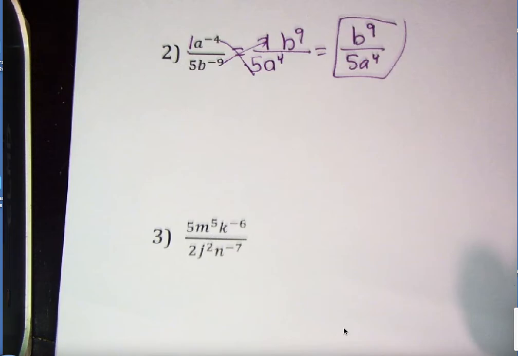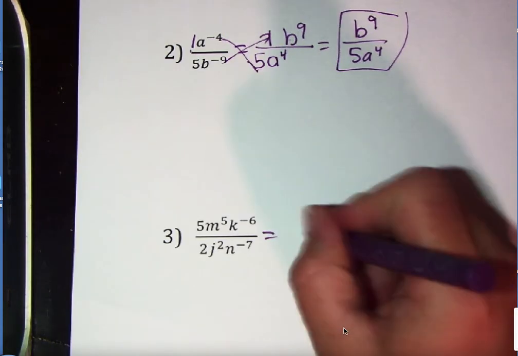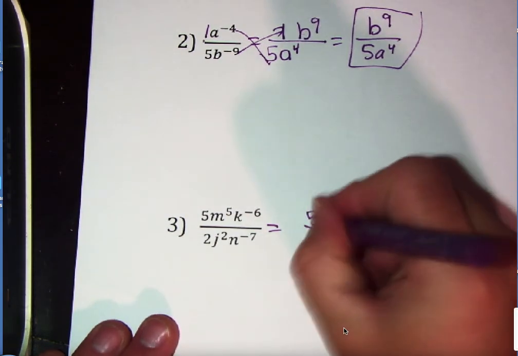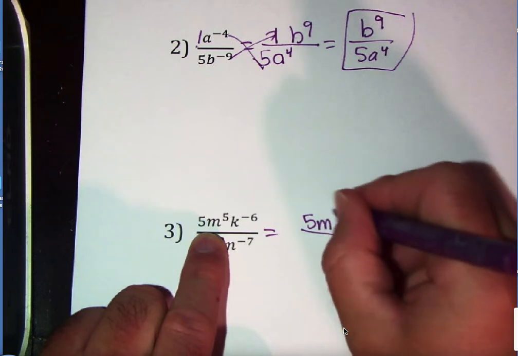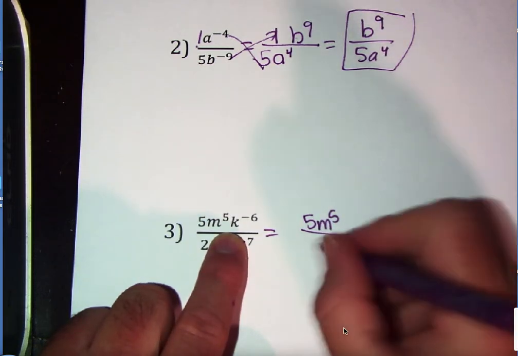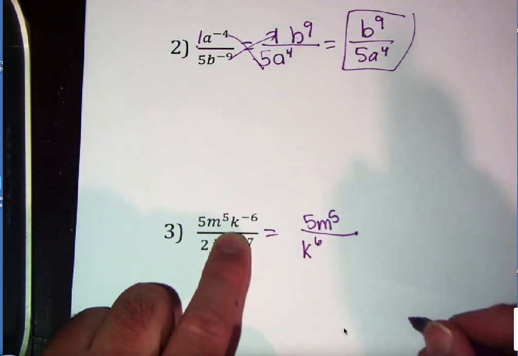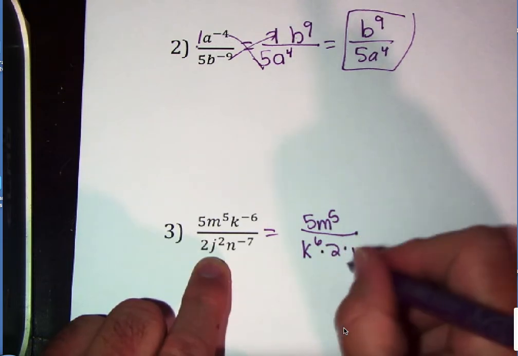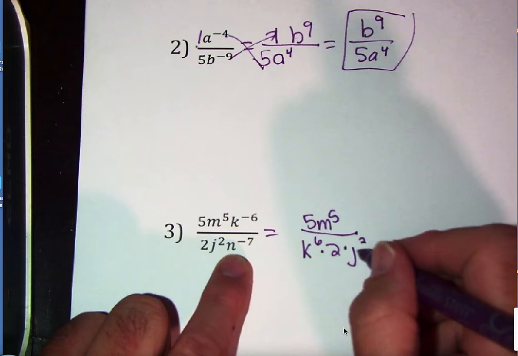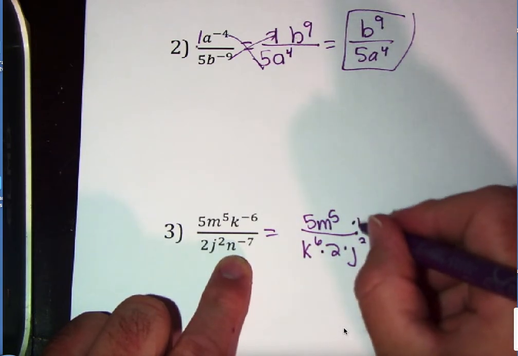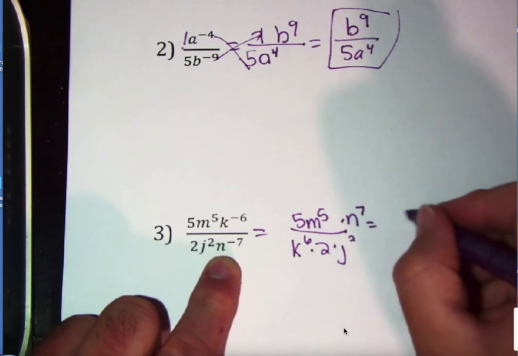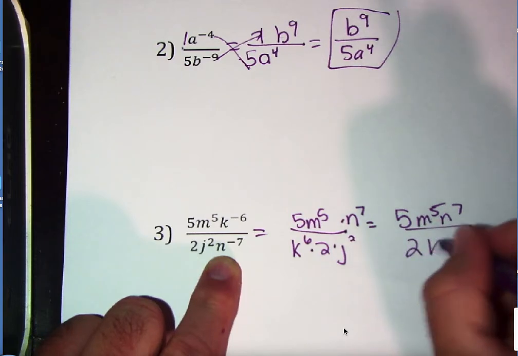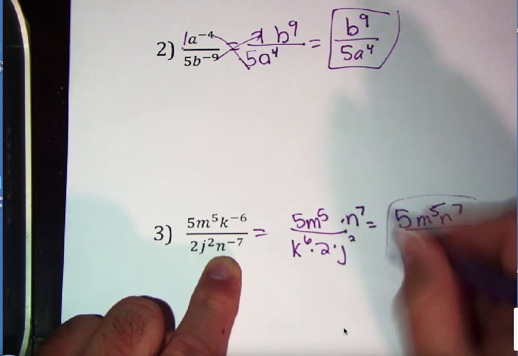Okay, let's do another one here, number 3. Let's just start with a fraction in general. 5, good. m to the 5th, also good. k to the negative 6th, simplify that to k to the 6th in the denominator. 2, good. j to the 2nd, also good in the denominator, but n to the negative 7th in the denominator needs to shift up as n to the positive 7th in the numerator. So we're going to simplify. Here you go.